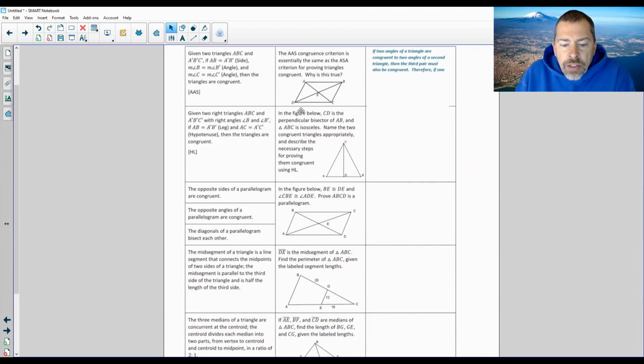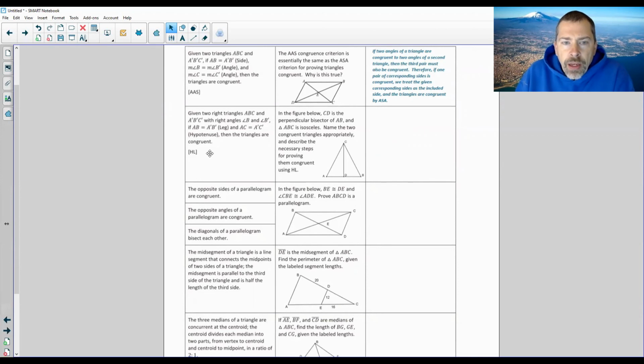If I have an angle that's 90 degrees and another angle that's 90, and an angle that's 20 and another angle that's 20, well, that adds up to 110 degrees. So the third angle must be 70 in both triangles to total 180. Therefore, if one pair of corresponding sides is congruent, we treat the given corresponding sides as the included side, and the triangles are congruent by ASA. So we're just choosing a different side in that case. Hopefully that makes sense to you.